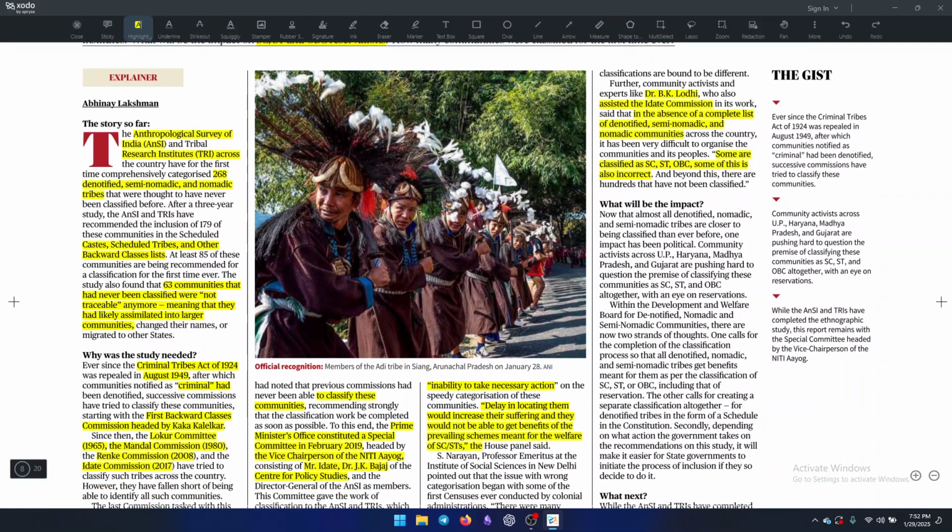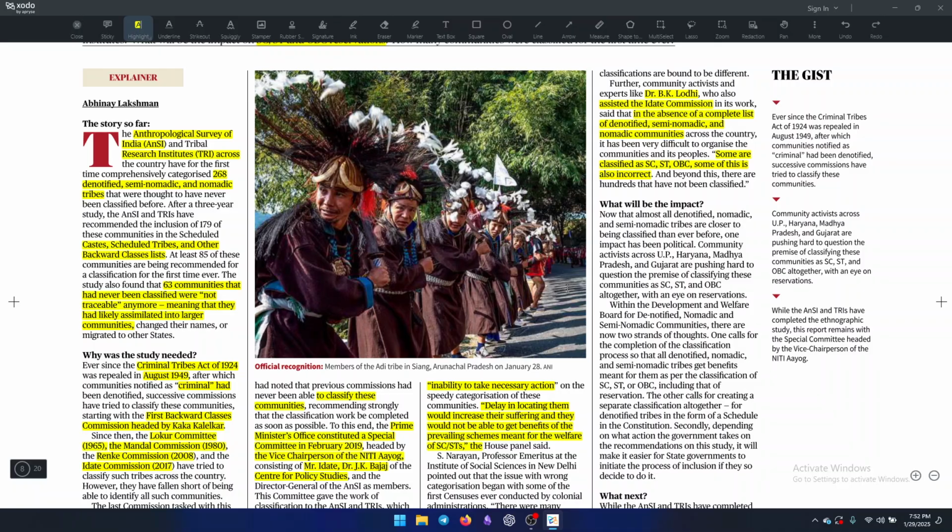Now that almost all denotified, nomadic and semi-nomadic tribes are closer to being classified than ever before, one impact that has been political: community activists across UP, Haryana, Madhya Pradesh and Gujarat are pushing hard to question the premise of classifying these communities as SC, ST, OBC all together with an eye on reservations.